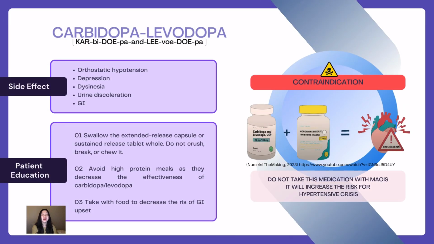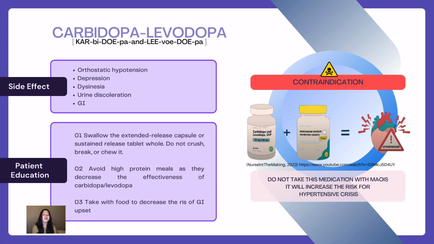The following side effects when taking carbidopa-levodopa are orthostatic hypotension, depression, dyskinesia, urine discoloration, which is totally normal, and GI problems. Moving on to the medication contraindications, it is not recommended for carbidopa-levodopa to be taken with MAOIs because this will raise the risk of hypertension, which is really bad for Parkinson's patients. In order to help patients avoid adverse drug reactions, it's really vital to educate them about the medication.